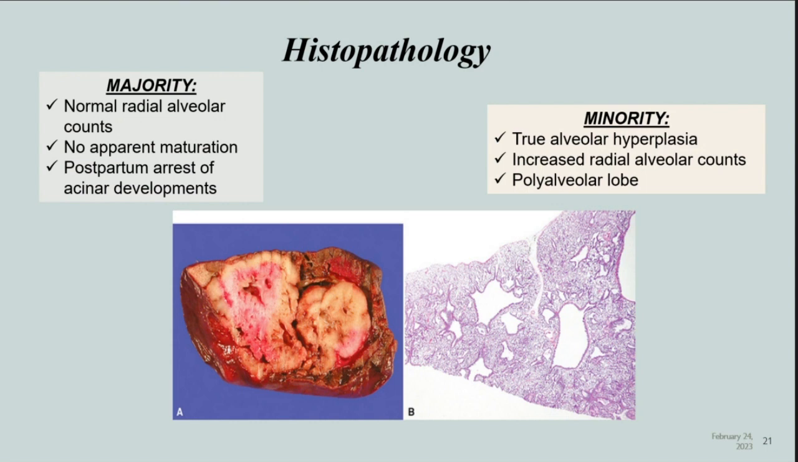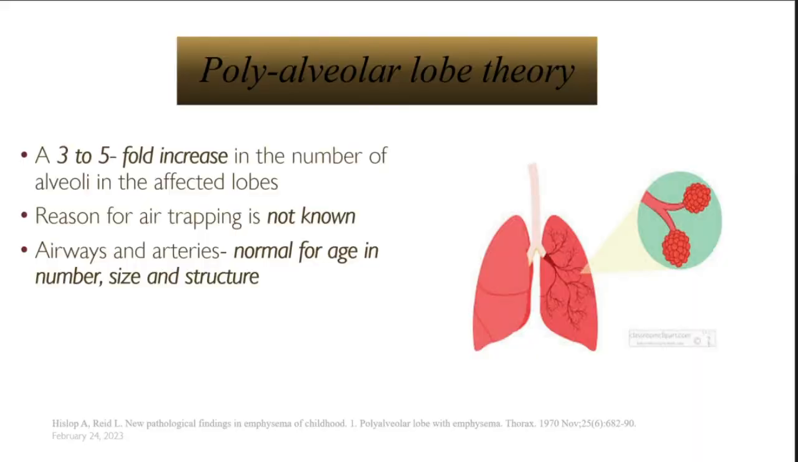A polyalveolar lobe theory for the etiology of congenital lobar emphysema proposed that there could be a 3 to 5-fold increase in the number of alveoli in the affected lobes compared to normal. The reason behind air trapping in polyalveolar lobes is not known, and the airways and arteries are normal for age, number, size, and structure.